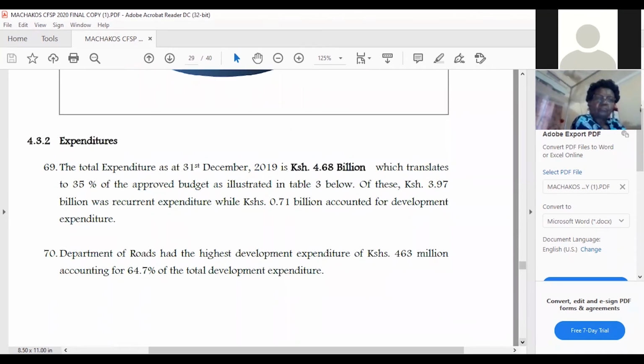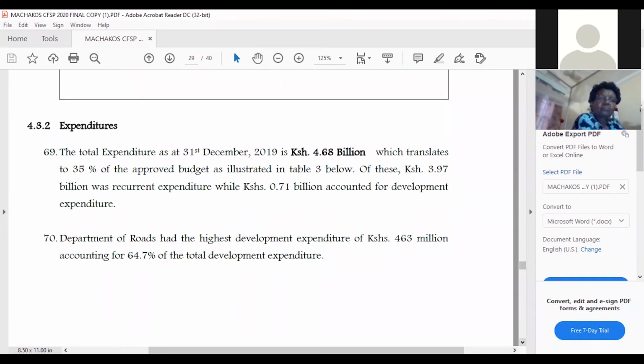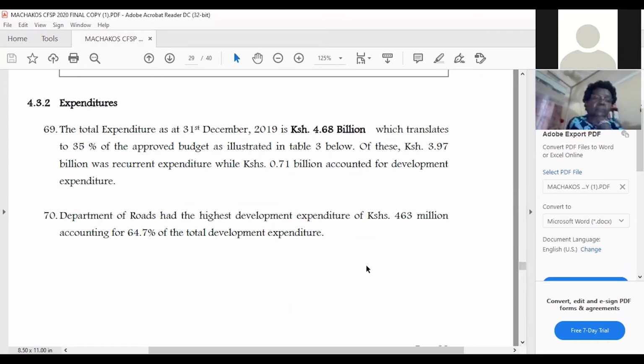So they're also giving us expenditure now. We went through revenue, now it is expenditure. So it is good to know the performance. With regard to expenditure, the total expenditure as at 31st December that the county government used is 4.68 billion, which translates to 35% of the approved budget, as illustrated in table 3 below. Of this, 3.97 billion was recurrent expenditure, while 0.71 billion accounted for development expenditure.